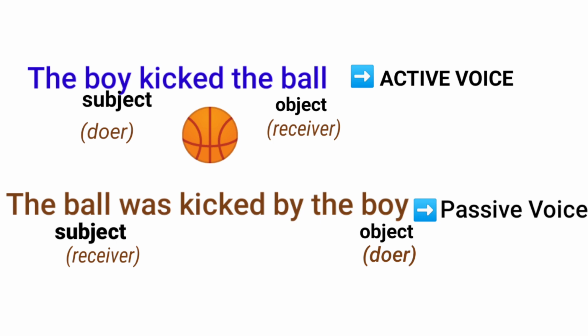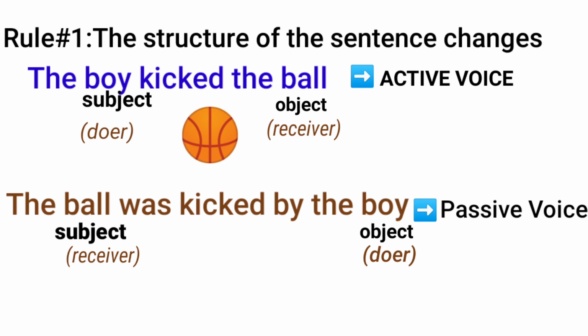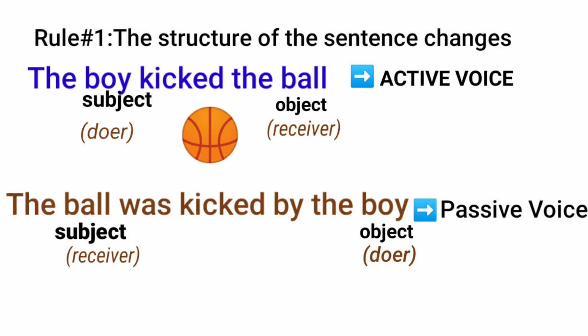Now let's check the rules for changing active voice into passive voice. Rule number 1, the structure of the sentence is changed. The object of the sentence in the active voice changes to the subject in the passive voice. The boy kicked the ball. Here, boy is the subject and ball is the object. The verb kicked is in the active voice.